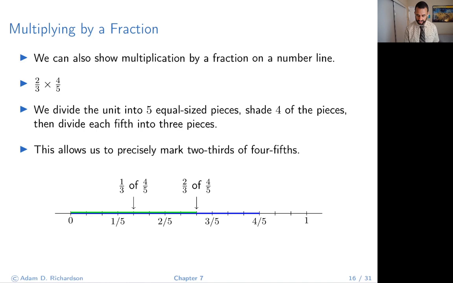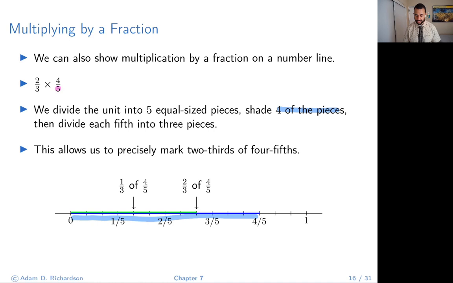The first thing that we do is we need to divide the unit, right? Divide the unit. So in our case, it's this entire length down here. There's the unit. It's a unit line. You're going to divide that unit into 5 equal sized pieces, and that's to accommodate the 4/5. So we're going to cut it up into 5 equal sized pieces, and then we're going to shade 4 of them. What I've done here is I've done it in blue down below. It's the blue part shaded down here. That's 4/5 of the unit.